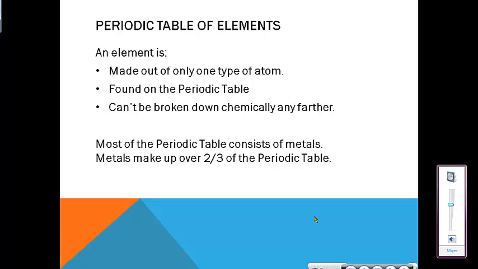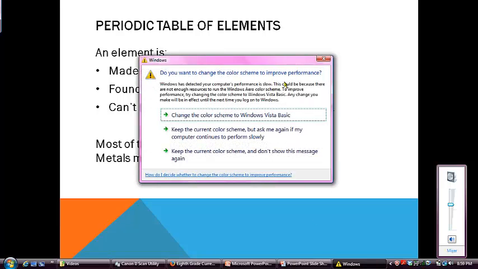You will note that most of the periodic table consists of metals. In fact, the entire left side of it consists of metals. Over 2/3 of the periodic table is actually made out of metals or has metals on it. The far left side has the most reactive metals, the middle has less reactive metals, and then the right-hand side has the non-metals.